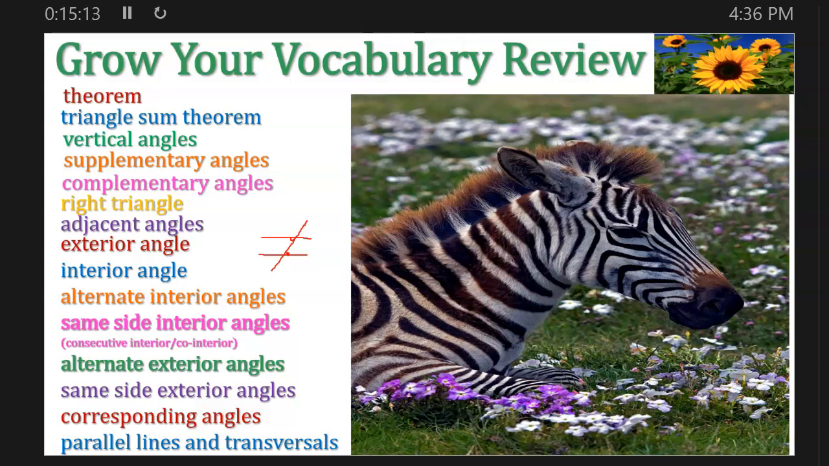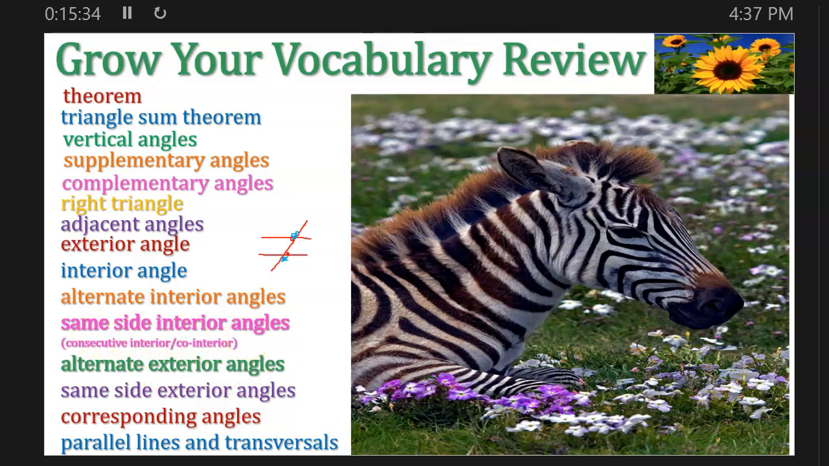Oops. All right, so let me change this one. Okay, so outside, so this one and this one would be two that are exterior, but also on opposite sides or alternate sides of that transversal. And they're also congruent to one another.